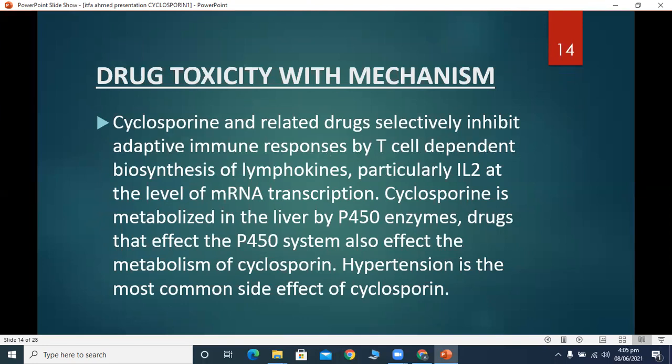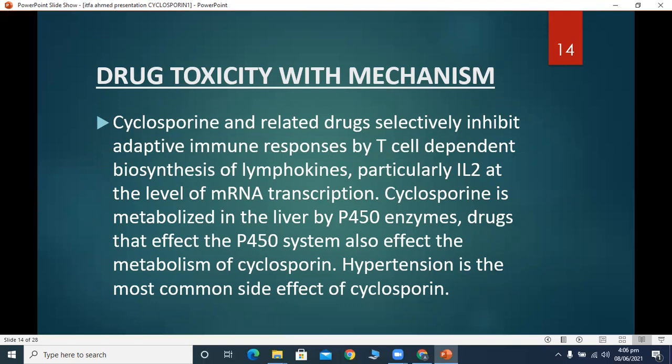Now we will discuss what happens if we take an excess amount or lower than the required amount, and what toxicity this drug can cause. Cyclosporin and related drugs selectively inhibit adaptive immune system responses by T-cell dependent biosynthesis of lymphokines, particularly IL-2, at the level of mRNA transcription. Cyclosporine is metabolized in the liver by P450 enzymes. Drugs that affect the P450 system also affect the metabolism of cyclosporine.